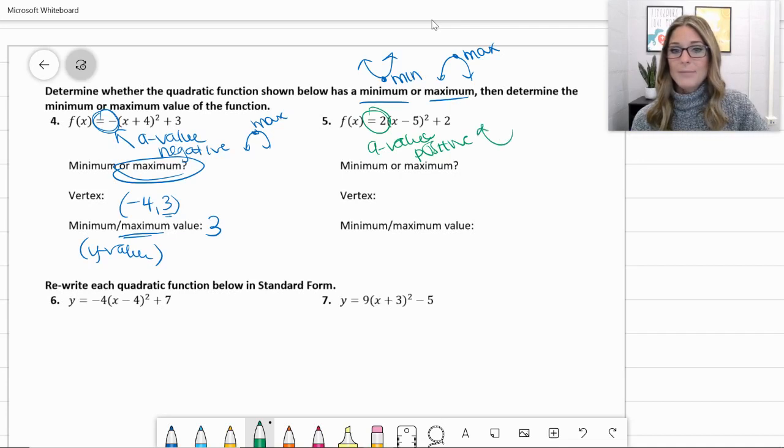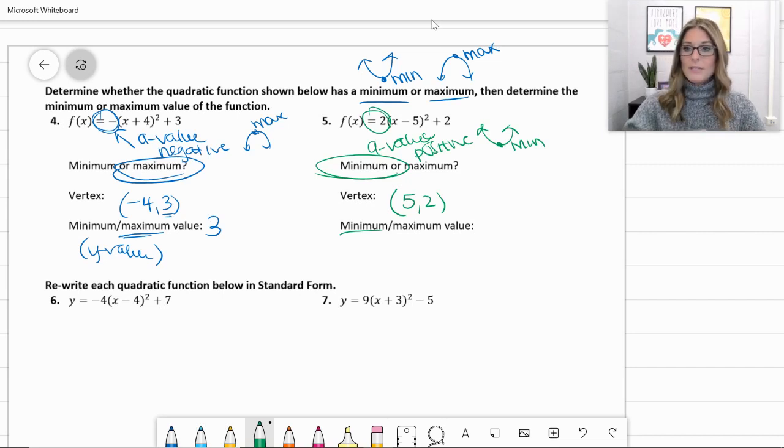So I know this is just a smiley face parabola, very happy, and that would mean I have a minimum. So minimum or maximum? Minimum. That vertex is positive 5, 2. And then what would be that minimum value? The y. So if I was to graph this, where is it occurring? At 2. It's low at 2.